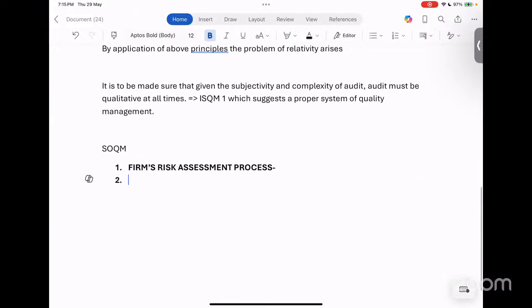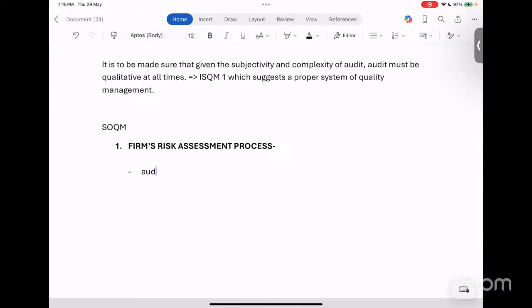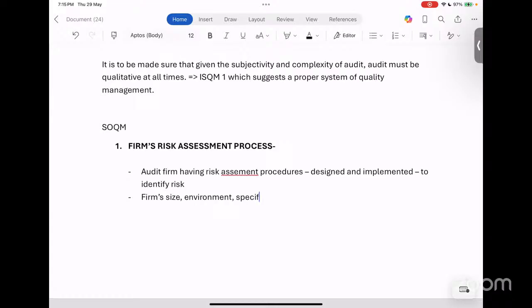So in the firm's risk assessment process, we basically talk about the audit firm having risk assessment procedures in place, which are designed and implemented in a proper way to identify risk. We must consider the audit firm's size, environment, specific situation, networks, and external service providers. I should be considering all this as an auditor before I take on any client or go on any audit.